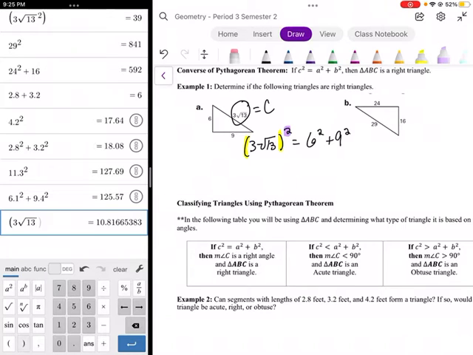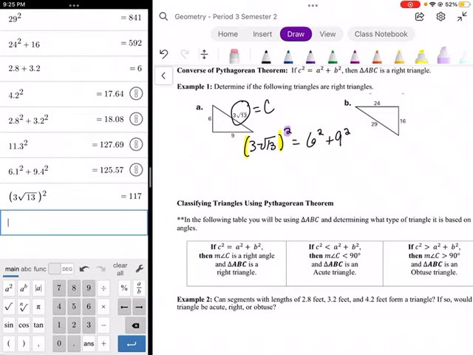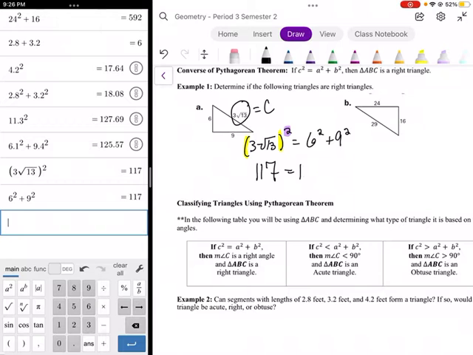So for this one, we are going to end up with 117 as our answer on the left side. And then when we type in 6 squared plus 9 squared, and check that one, we will also get 117. So this one is a right triangle.